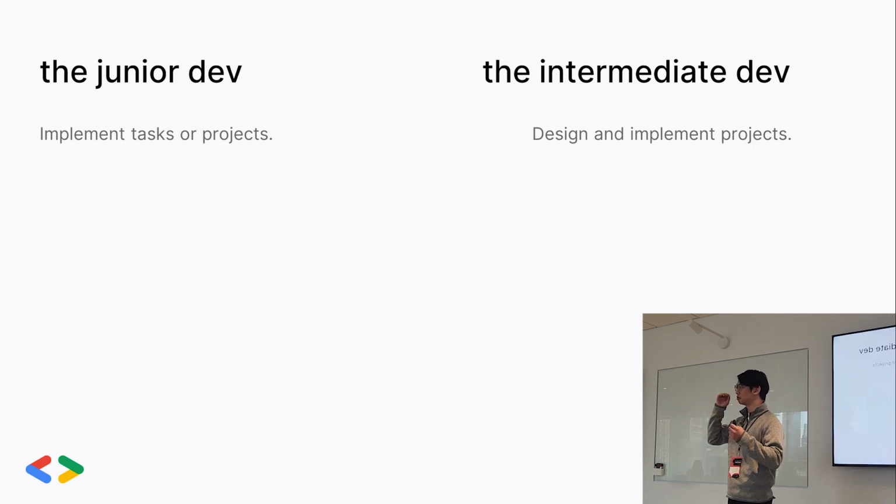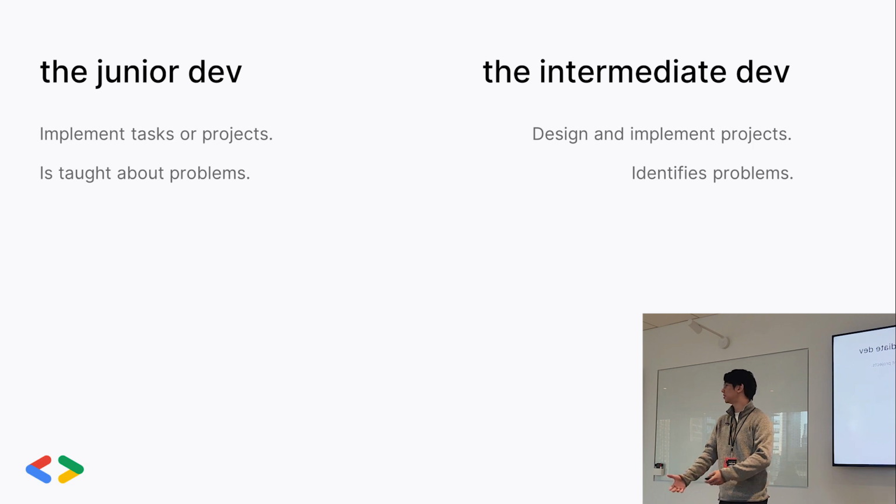What needs to be done in order to make it better? How do other people implement these things? How do I teach them to do it? The junior dev is taught about problems, right? Problems that exist in the system, they ask about, they learn about, and they sort of take an observer view.